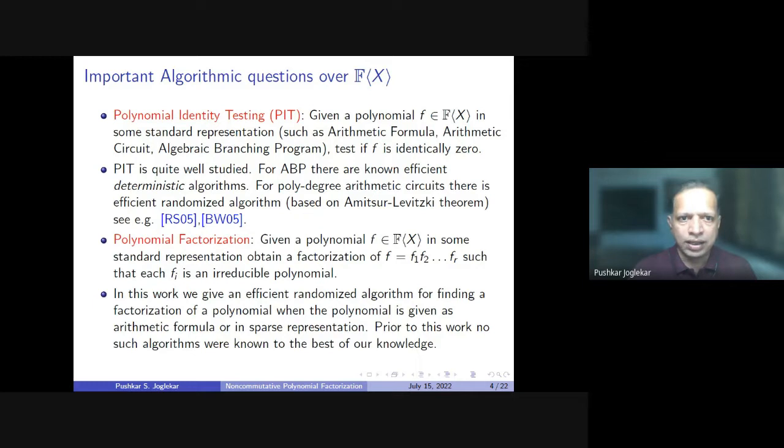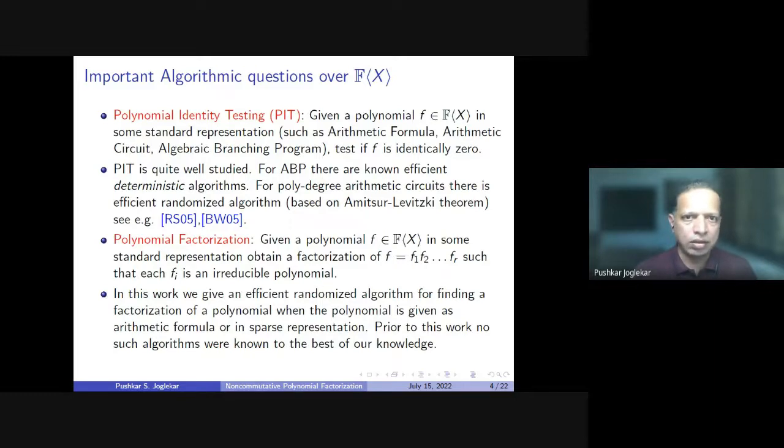Another interesting problem over the non-commutative ring is factorization of a polynomial. So given a polynomial f in some representation as input, the goal is to find all irreducible factors of f. And the algorithm is supposed to output each of these factors in a certain standard representation. Though this problem is quite natural, it hasn't been much investigated in the literature.